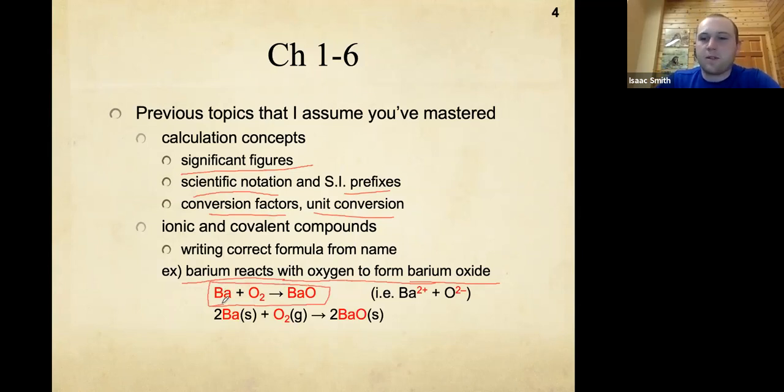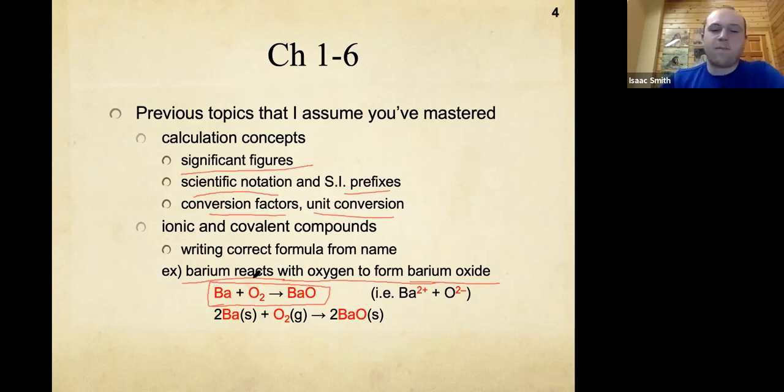Barium is a simple metal, which is going to be on its own. Oxygen is always diatomic. And then barium has a 2+ charge, oxygen has 2 minus, barium oxide molecular formula as well. And then you'll have to use that to answer some other part of the question, right?